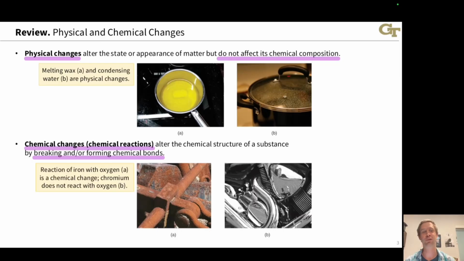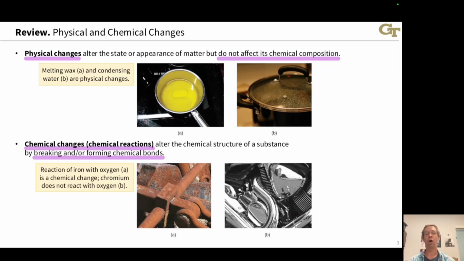What are physical and chemical changes? Well, a physical change is one that alters the state or appearance of matter, but does not affect the chemical composition of that matter. State and appearance, here we're referring to physical properties. So physical changes are associated with physical properties. For example, melting wax, you see in the figure here, this is a physical change. The wax is just going from a solid state to a liquid state. Likewise, with this condensation of water on the pot on the right, this is just a physical change. The water molecules are H2O throughout the process. They're just going from the gaseous state to the liquid state.